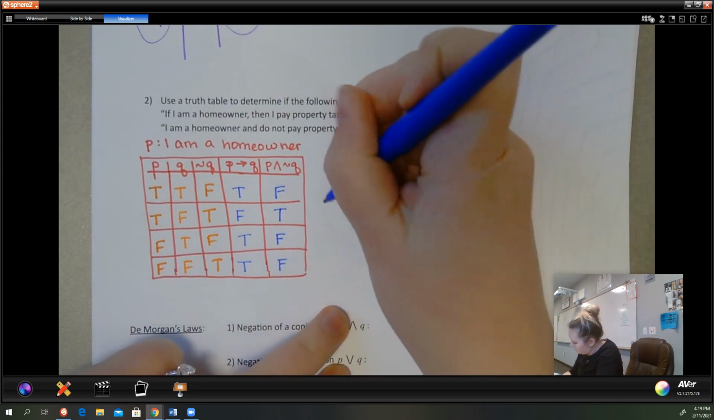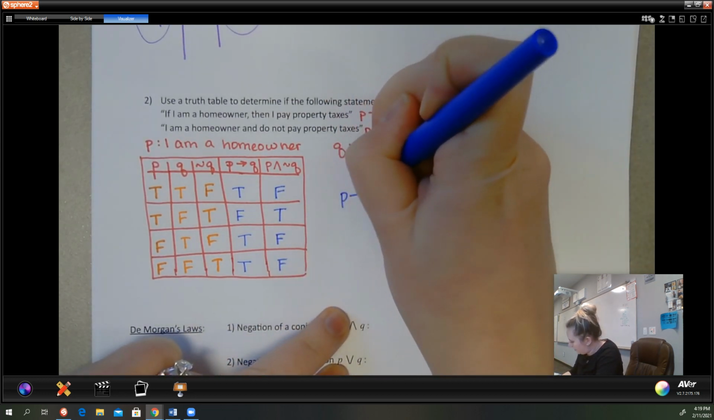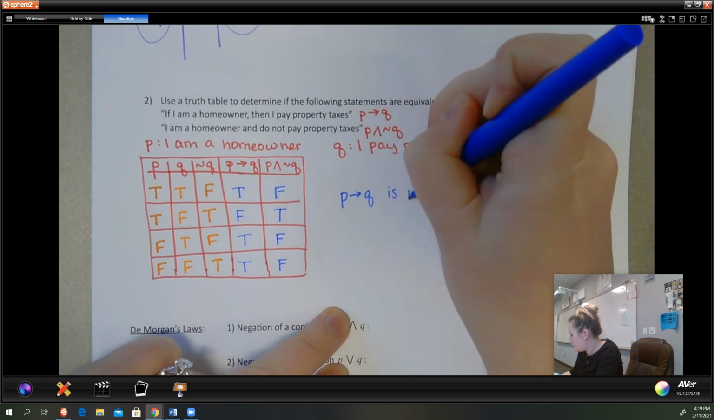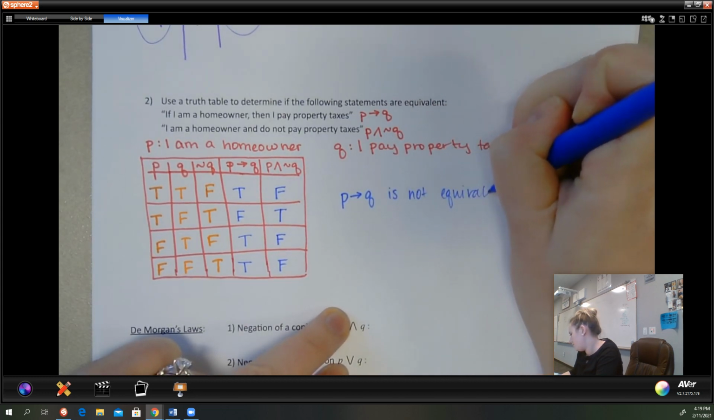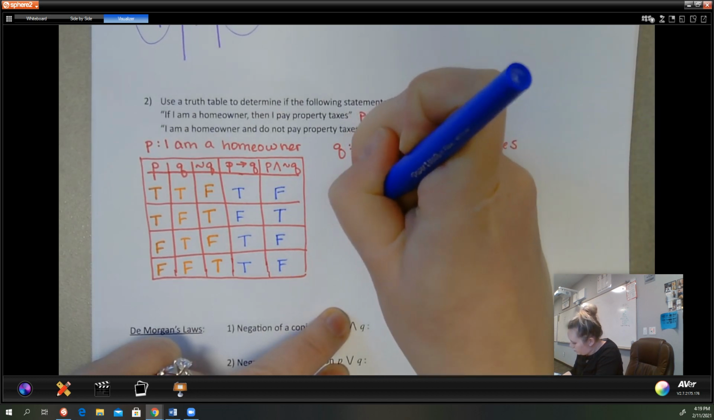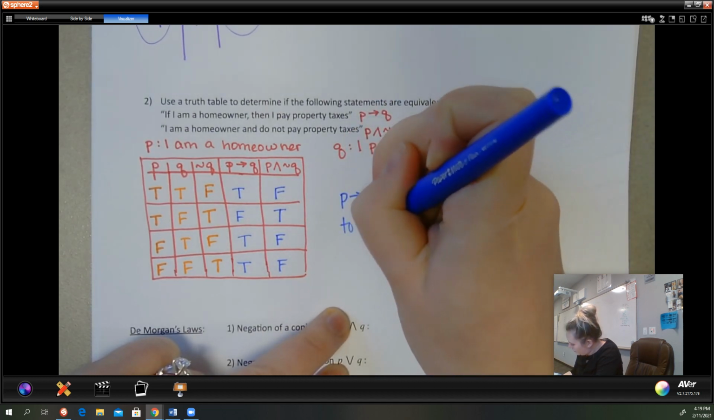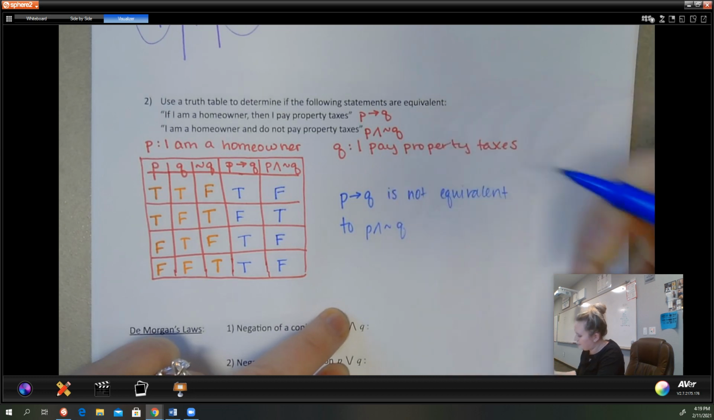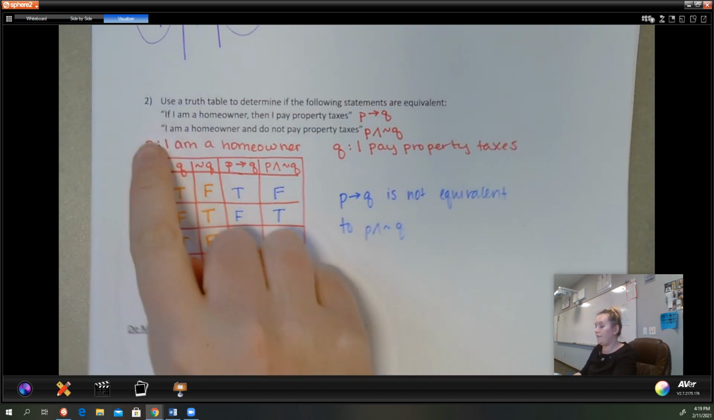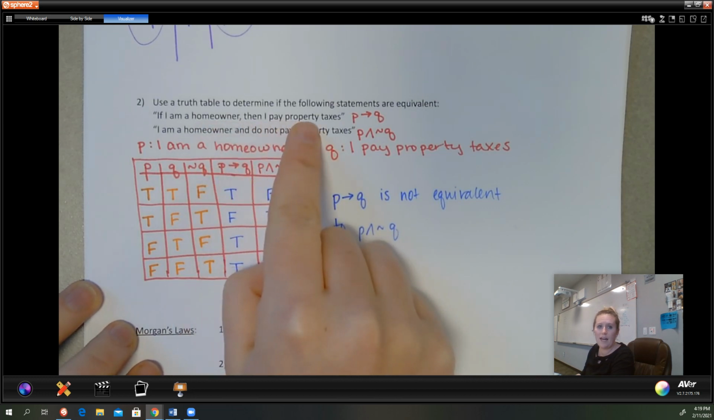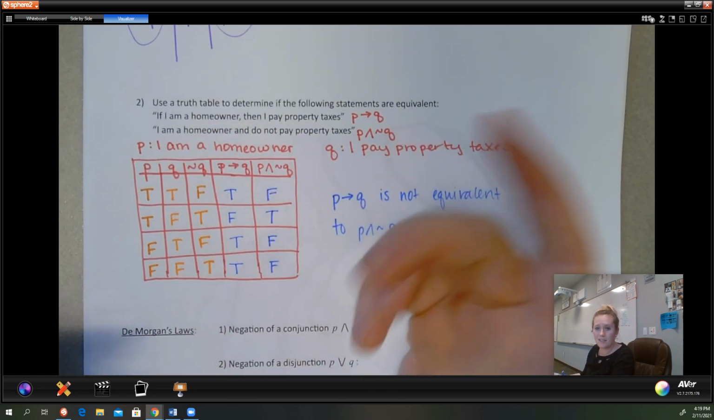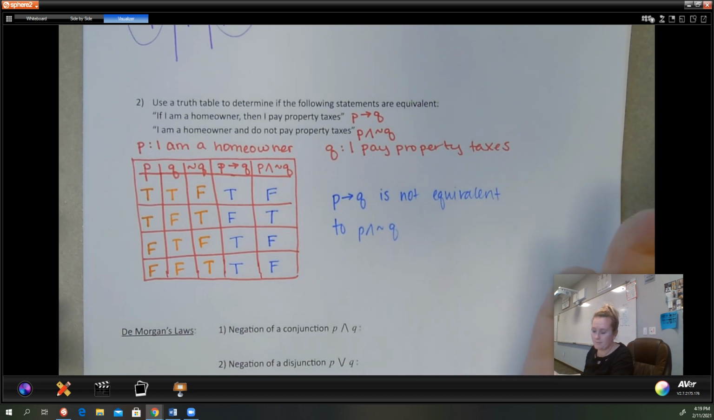So P implies Q is not equivalent to P and not Q, which makes sense, right? Like if it's true that if I'm a homeowner then I pay taxes, but you're a homeowner and you don't pay taxes, that doesn't make any sense. Those are not equivalent statements. Okay.